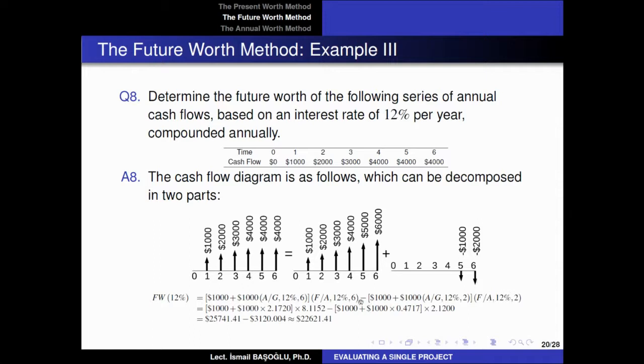Now remember, we have a negative sign here, which means we are subtracting the values that we obtained here. And all of these values can be checked from the uniform series compound annual compounding table, the discrete periodic compounding table. And the result is going to be 22,621.